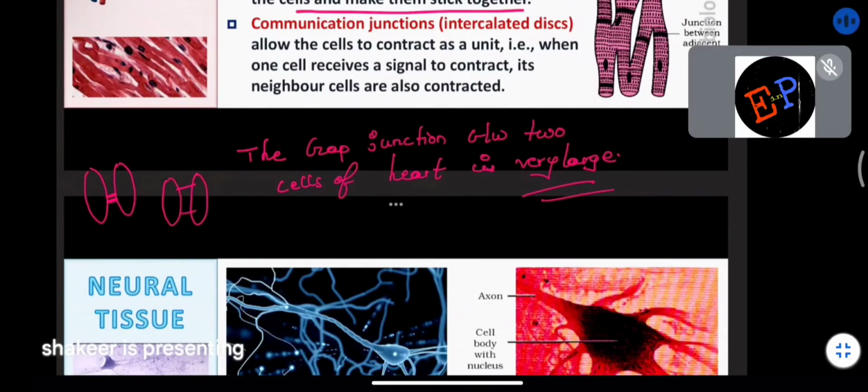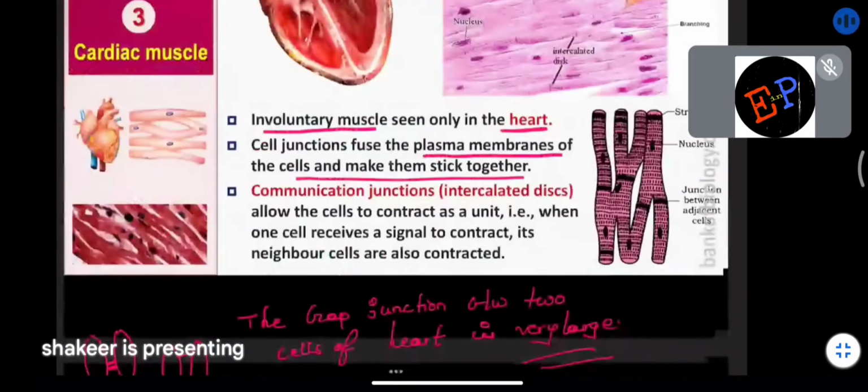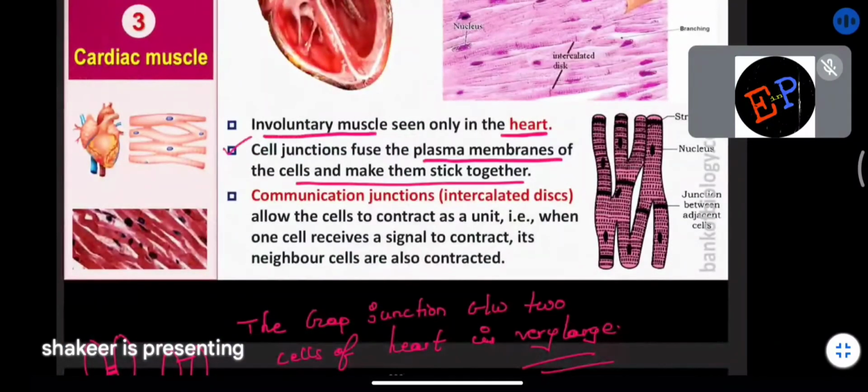Are you able to understand? The size of the gap junctions is very large, so cell junctions fuse the plasma membranes of the cells and make these cells stick together. Understood? That's it. Similarly, there is one more junction which is called the communication junction, gap junctions only. These communication junctions allow the cells to contract as a unit.